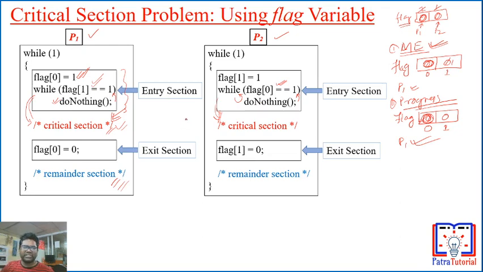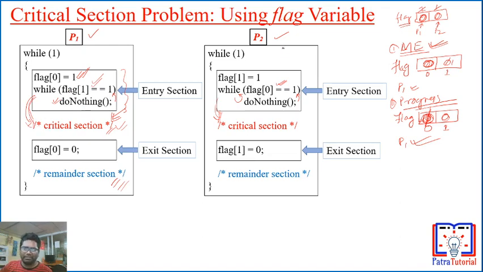Okay, now see, again P1 will start here, right? Again it will update the value of flag[0] from 0 to 1, so this value will be updated to 1. Okay, and the second line, while flag[1] is equal to 1, but it is 0 only, right? So this condition is not satisfied, so again it will go to the critical section. See, now P1 is getting into the critical section for the second time.